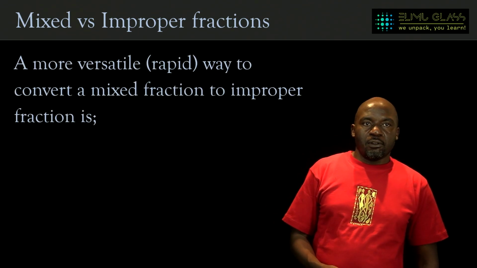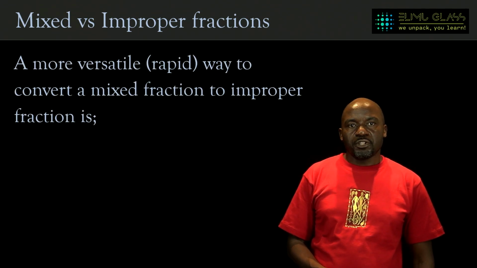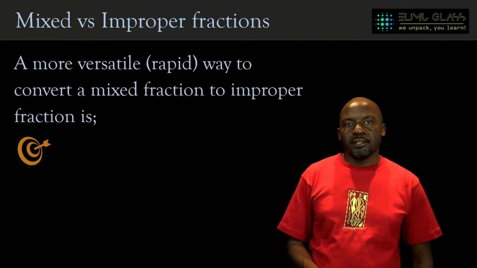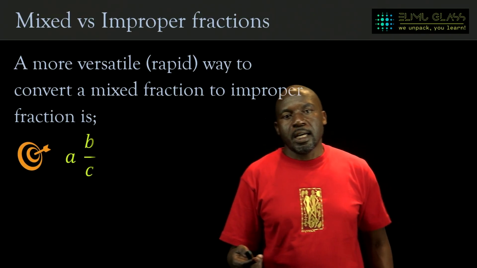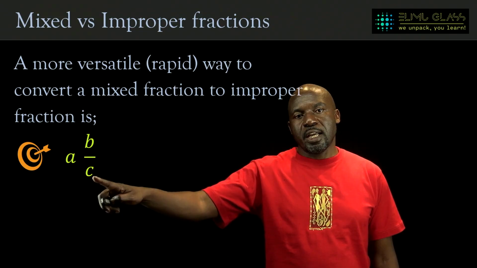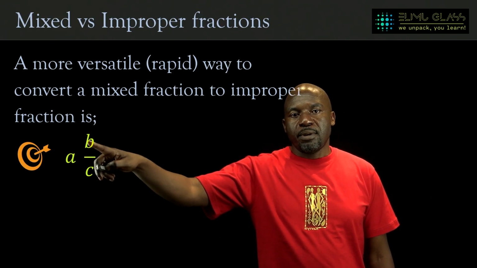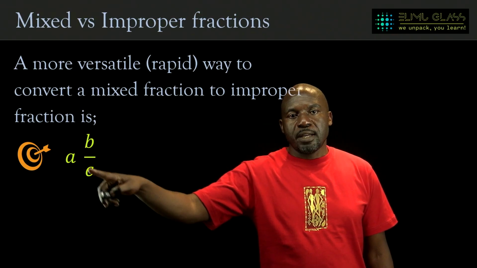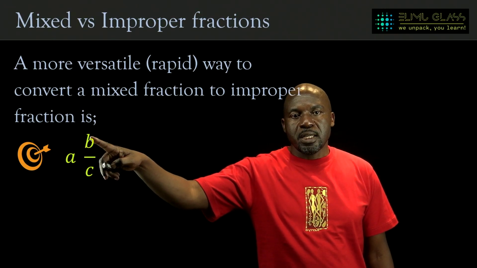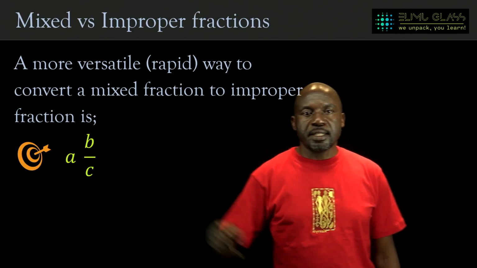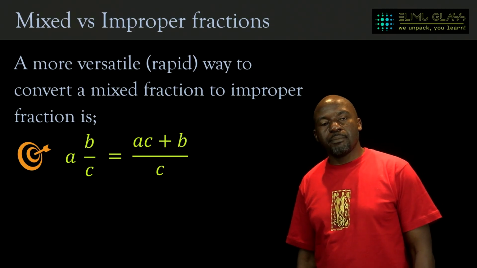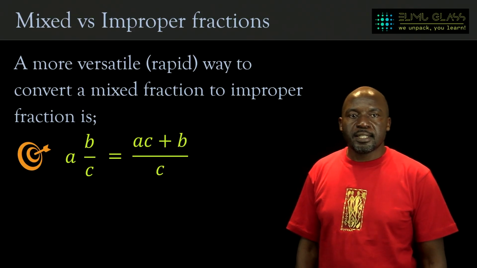A more versatile or rapid way to convert a mixed fraction to an improper fraction is just what I've just said. That is, if we have this, we say C times A, so that is AC plus B. So we multiply those two, then we add B, and everything we get we divide by C. So write it as AC plus B over C.